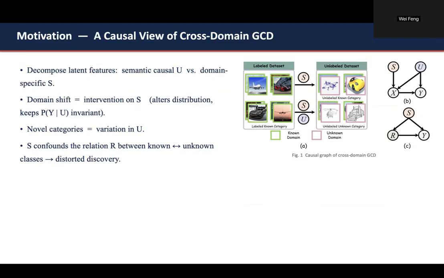First, we decompose the latent representation into two factors, a semantic carrier variable and a domain-related variable. We can see that the domain shift can be viewed as an intervention on S, while novel categories correspond to a change in U. The challenge is that S can confound the relationship between known and novel categories, leading to unstable category discovery. So the goal is to reduce the confounding effect of S and recover category relations driven by semantic factors.